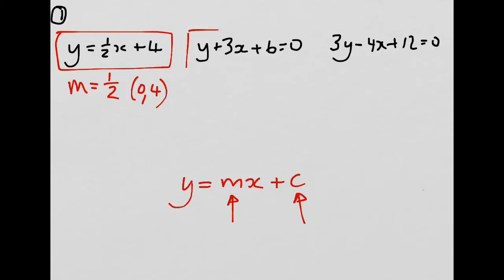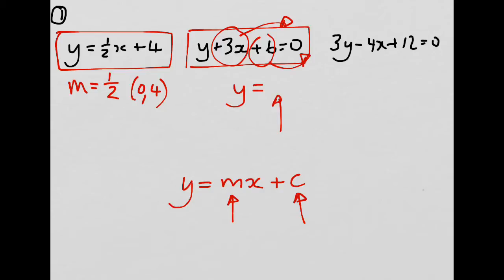Now the second one is not in the form of y equals mx plus c. So what you're going to have to do for this one is a wee bit of rearranging. So the positive 3 is going to have to go over to that side, and the positive 6 is going to have to go over to that side. Then you'll have it in the form y equals. Then you can write down the m, then you can write down where it crosses.